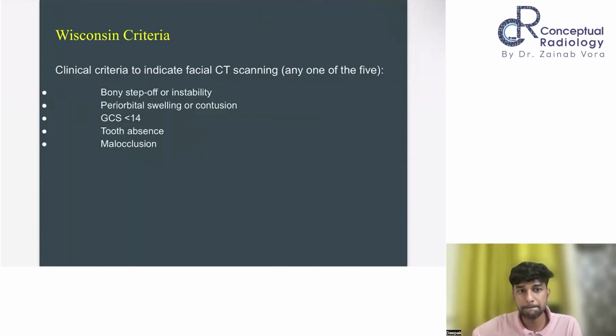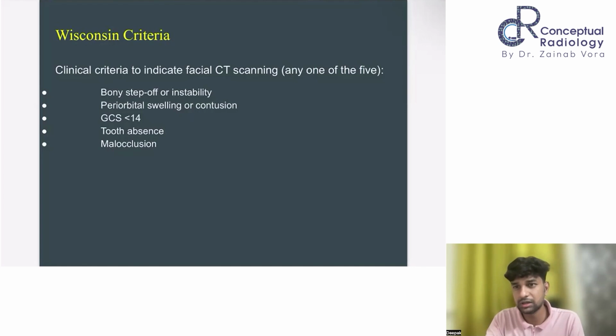And coming to CT, the criteria that is used is the Wisconsin criteria. The sensitivity and specificity are not that great compared to the criteria that we use for the cervical spine, lumbar spine, and head trauma, because the sensitivity is around 60 to 70% and specificity is also around 50 to 60%. But for theory, you need to remember the criteria: whenever the patient has these 5 things, the clinician can order a CT of the face.